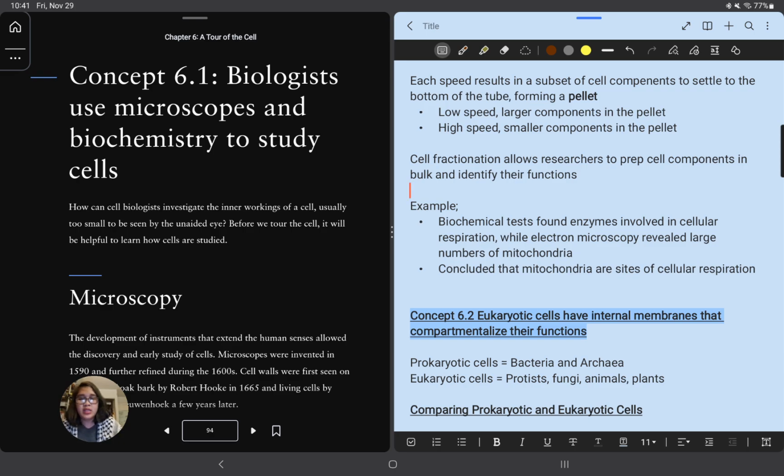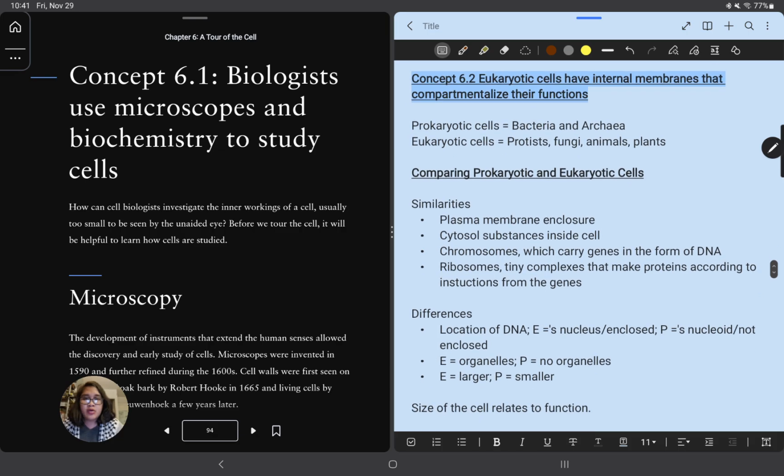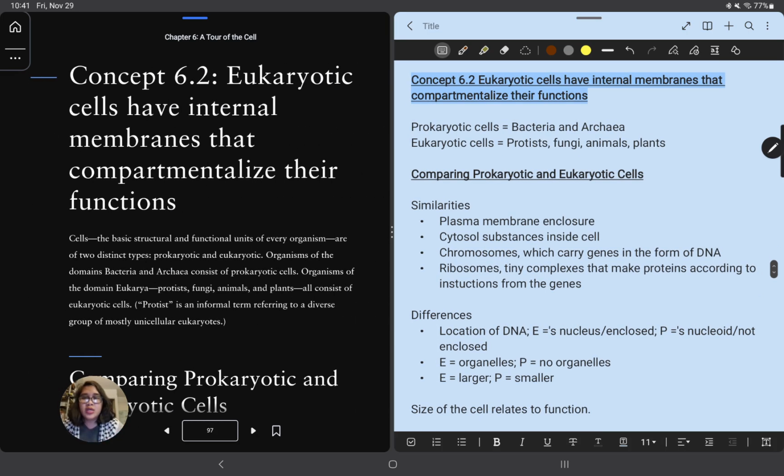Okay. So that's it for concept 6.1. Next video, we'll be going over 6.2. Eukaryotic cells have internal membranes that compartmentalize their functions.